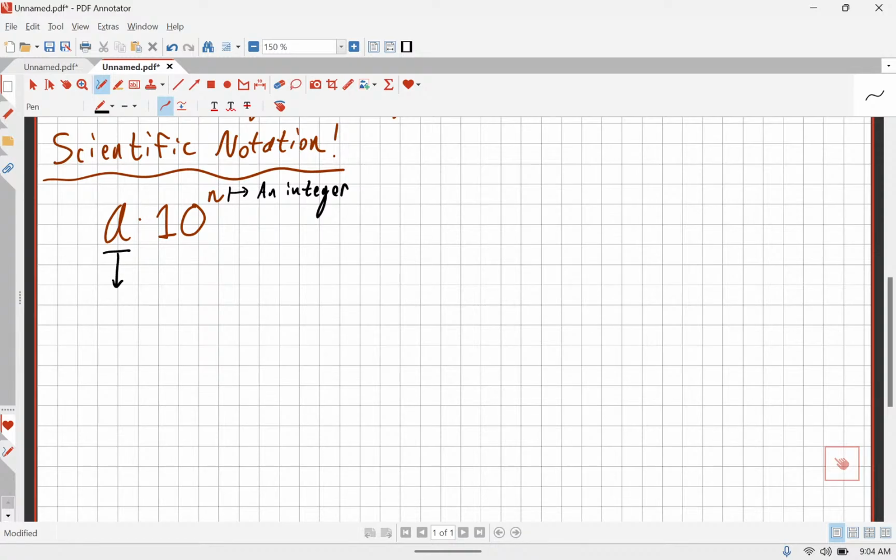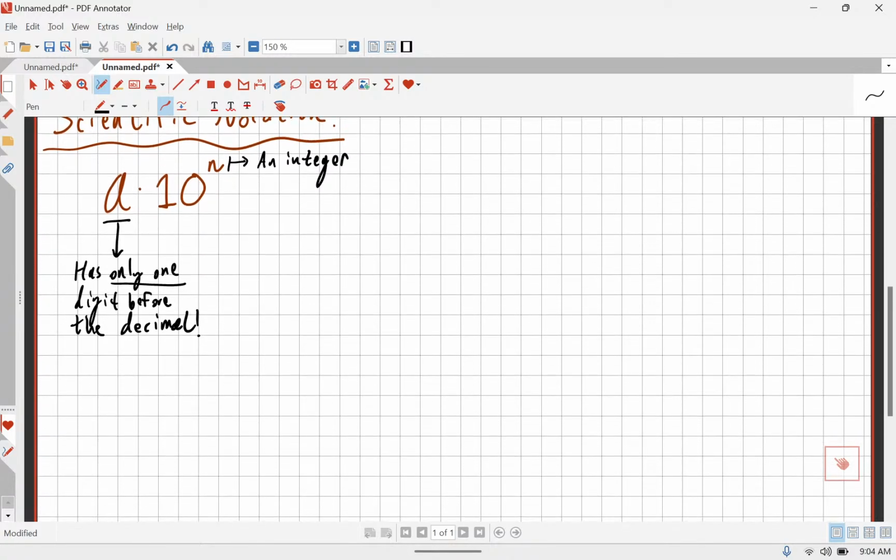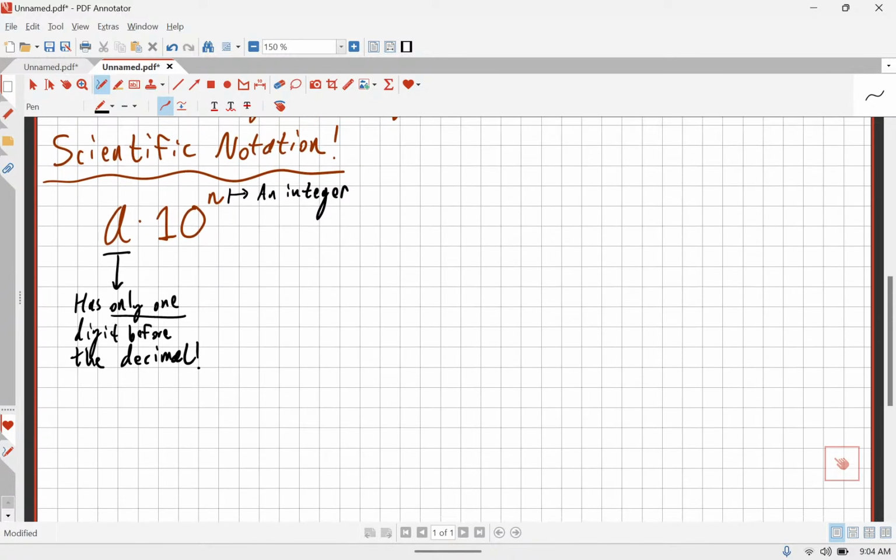This number right here, guys, has only one digit before the decimal. That's probably the most important and probably the hardest to keep track of. Once you get that written, guys, I want you to put your pencils down for a second. I'm going to write some stuff under here, and I don't want you to worry about writing it. I just want you to look at it.